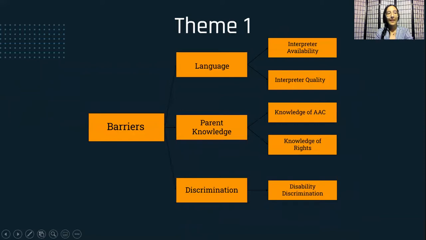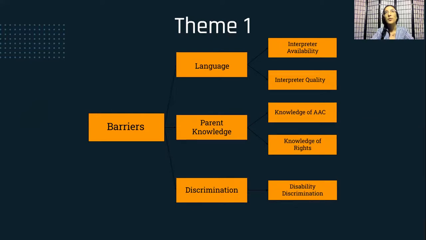So the first thing that I identified after the interview was analyzed was barriers. And there were 3 main barriers that this parent mentioned. The first was language, the second was parent knowledge, and the third was discrimination. So in the language subtheme, the parent mentioned issues or barriers concerning interpreter availability and interpreter quality.